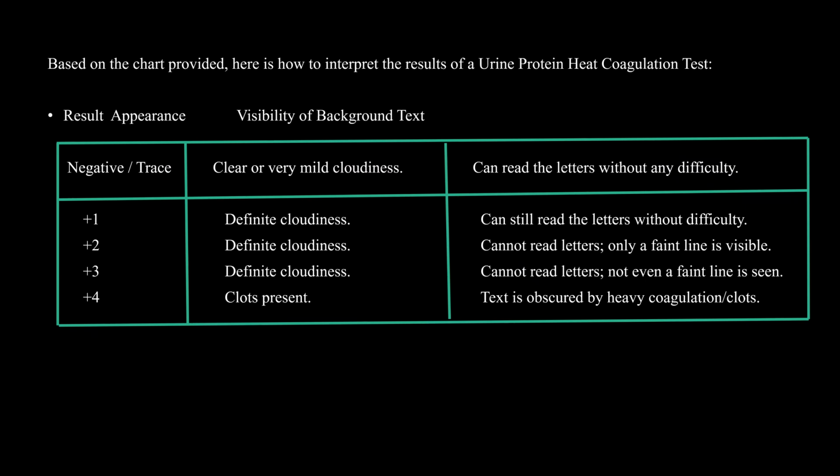The interpretation of the urine protein heat coagulation result: negative, no turbidity, and letters can be read without difficulty. Plus 2: definite cloudiness, letters cannot be read and are only faintly visible. Plus 3: definite cloudiness, letters cannot be read, not even faintly. Plus 4: a cloud is present with a clot observed in the heat coagulation tube.